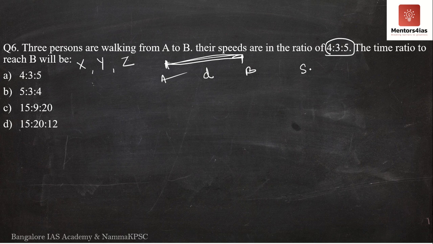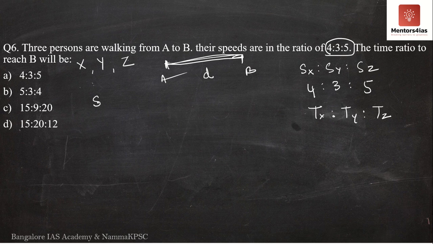Therefore, the ratio of their speeds is 4:3:5. Now the question is asking for their time ratio, that is Tx is to Ty is to Tz. We have to find out the ratio of the time taken by X, Y, and Z to cover the same distance d.